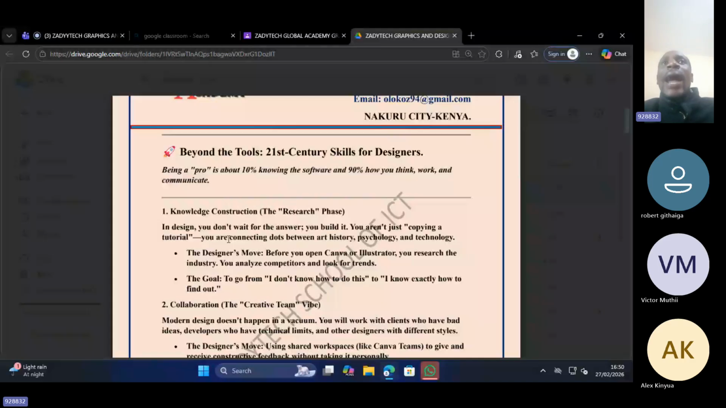Yes, you aren't just copying a tutorial, you are connecting dots between art history, psychology, and technology. Remember that in a business, for example, you want to design a logo for a local business. You don't go there and tell them that you want to design a logo for their business. No, you must construct knowledge. In other words, knowledge construction simply means critical thinking.